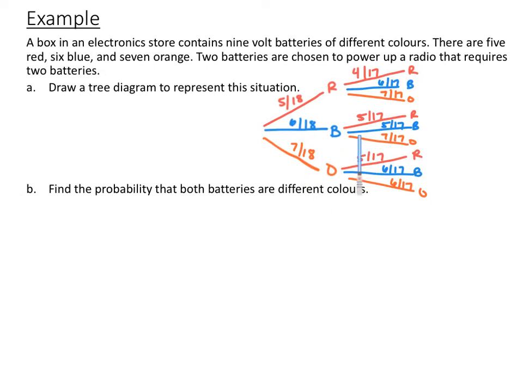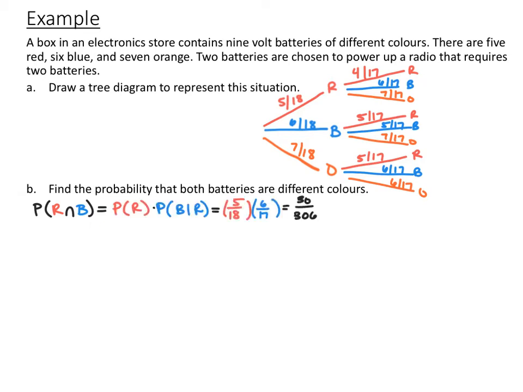So using this tree diagram, we want to find the probability that both batteries are different colors. On this one, the order actually does matter on which battery you choose first. So let's just start by finding the probability that the first one you pick is red and the second one you pick is blue. So go ahead and pause the video and find the probability of red and blue.